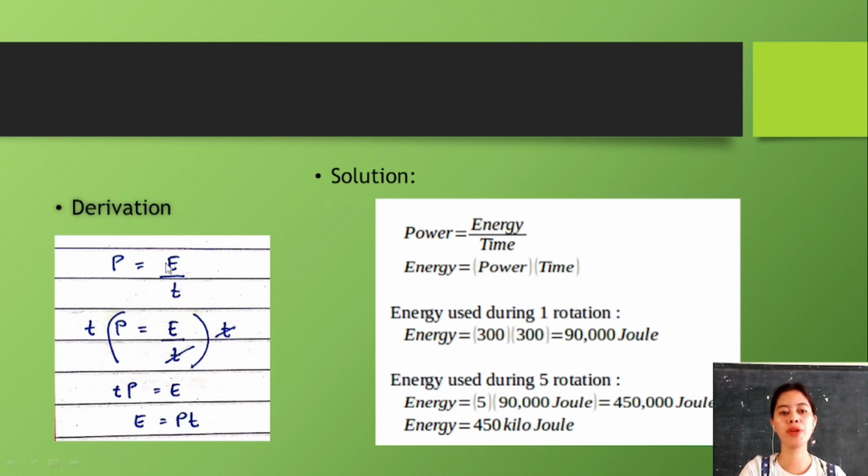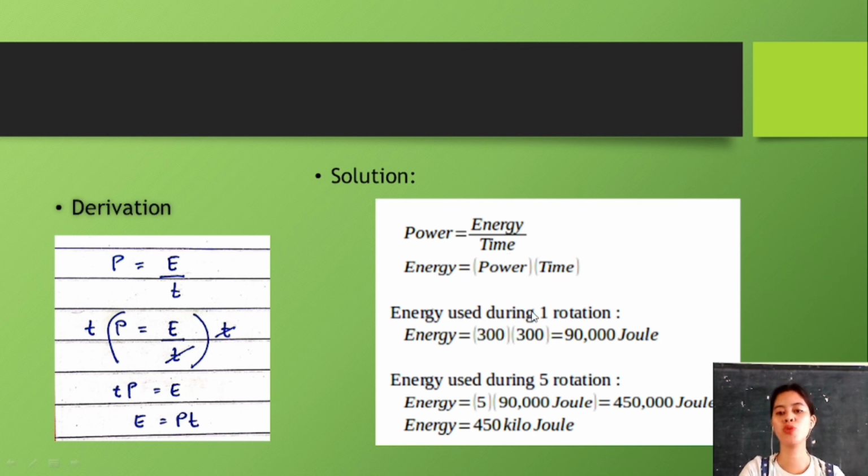What will we do to get the energy? Just multiply both sides by time. Then cancel time here. Then transpose. Energy is equal to power times time. So this will be the formula that we are going to use to solve the energy. Power is equal to energy over time, and energy is equal to power times time.